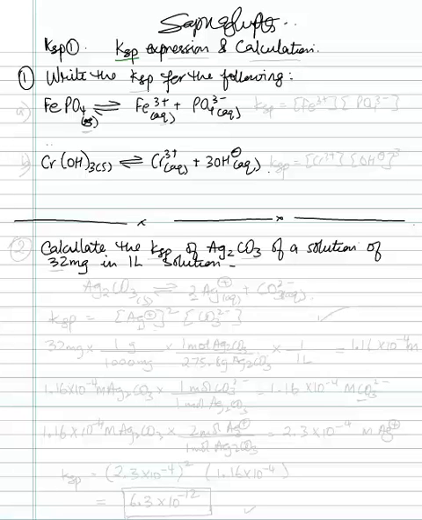Working on some Ksp expressions and some calculations. Starting off with the simplest one: write the Ksp for the following, and the equations are given to us. The first one is iron(III) phosphate, giving us iron 3+ and phosphate ion.